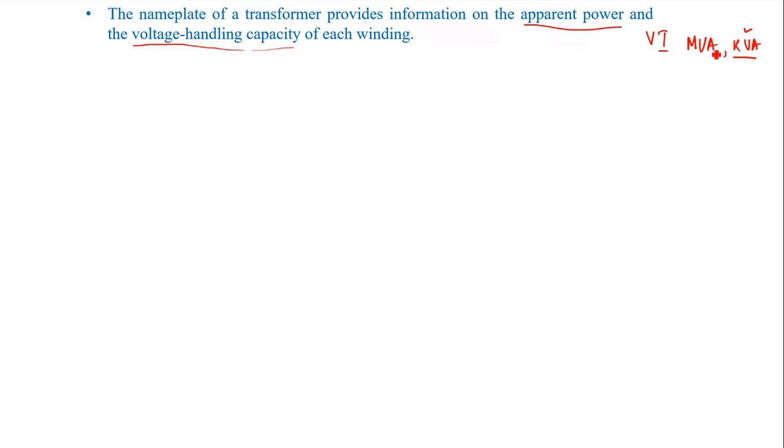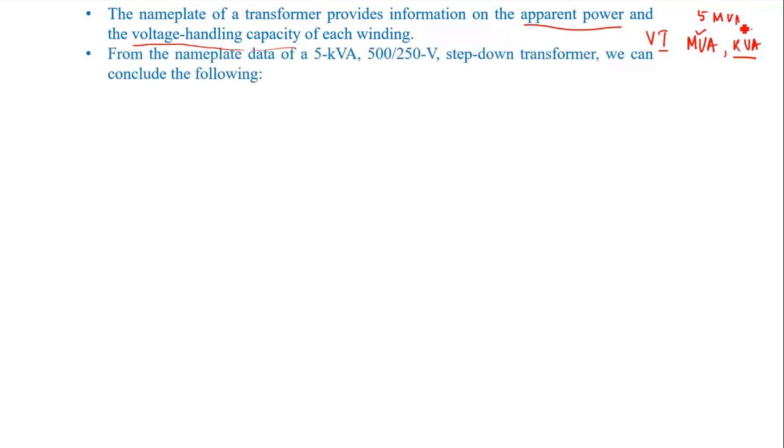Many of you in the quiz mentioned watt. It is not watt, right? It is volt ampere or MVA, megavolt ampere. Like if you go to our transformer here in the main substation, you will find it is 5 MVA, right? 5 MVA means it is volt ampere. Then it gives the information about the voltage handling capacity.